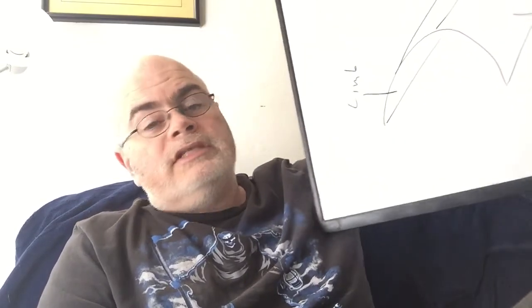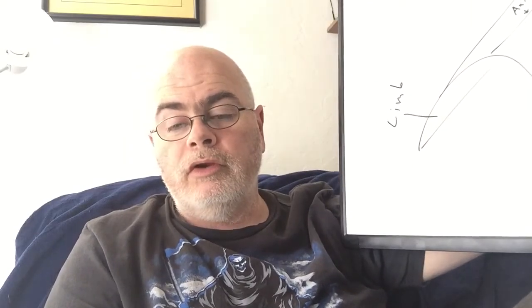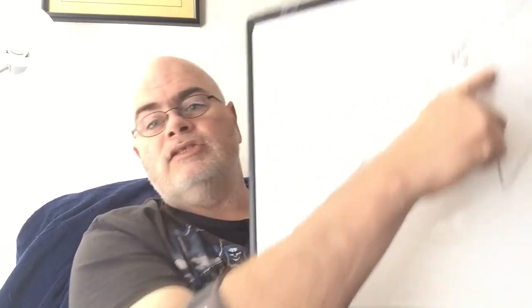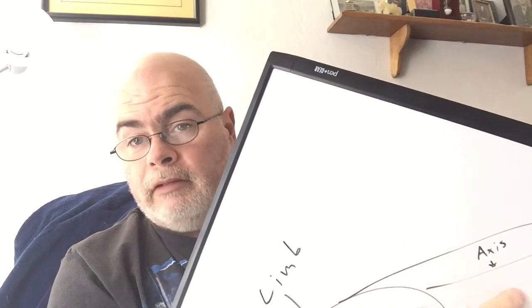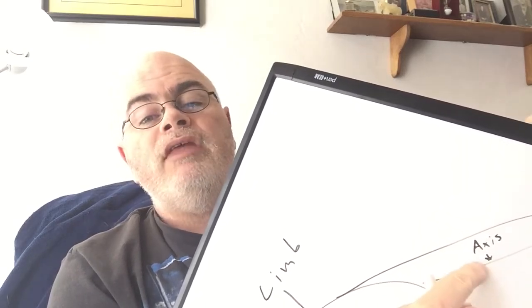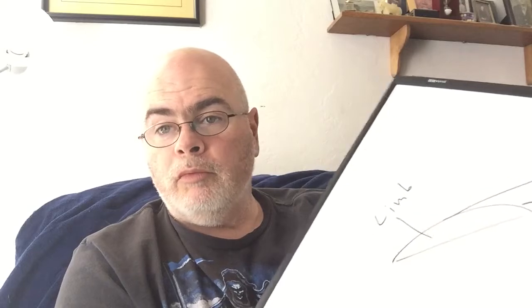Now, generally speaking, folds have two different orientations that we consider. One is if the axis is horizontal, it's just a horizontal fold, or it's parallel to the surface. If the axis is at an angle to the horizontal, we call that a plunging or an inclined fold. So we use the term plunging for it.